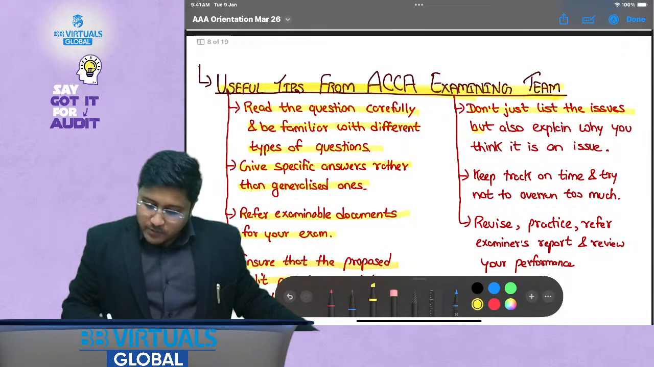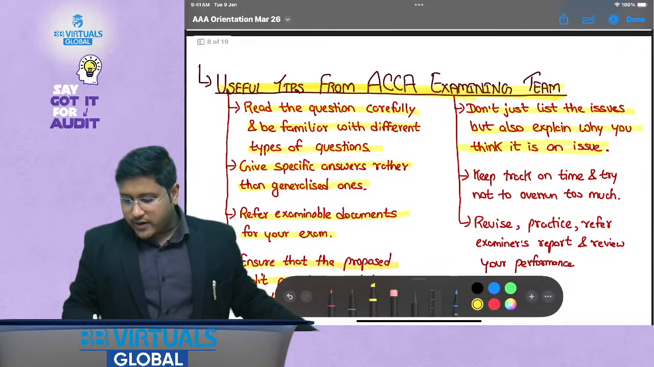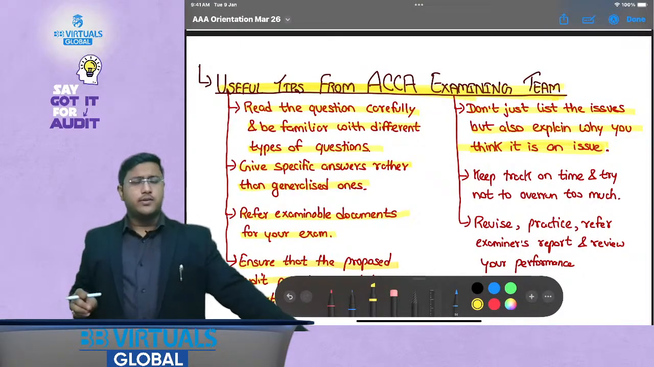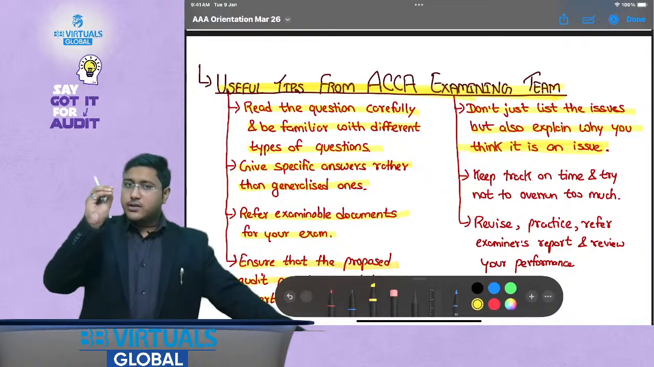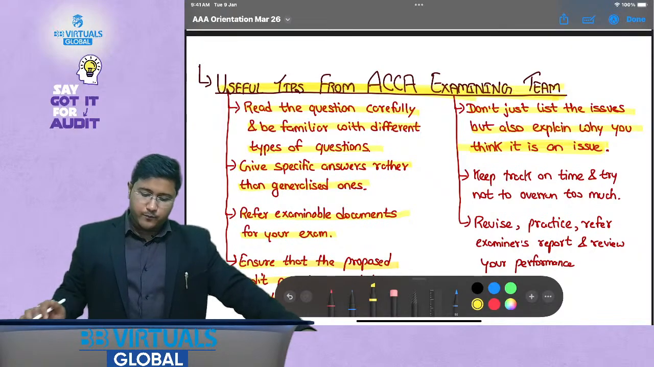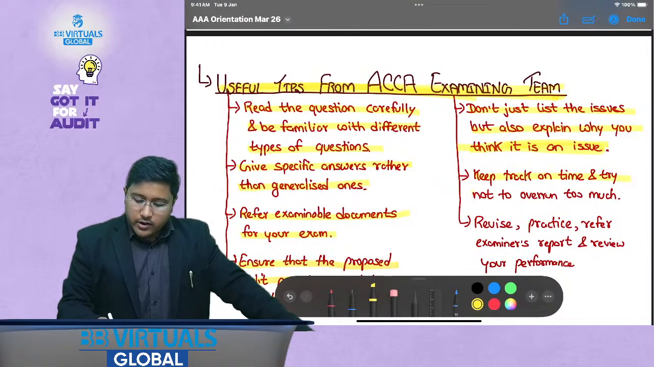Don't just list the issues, but also explain why you think it is an issue. Whenever there is a significant risk question particularly, students end up writing that this is a significant risk. That is not a complete answer. The complete answer is, why do you think that it is a significant risk? That is very important.